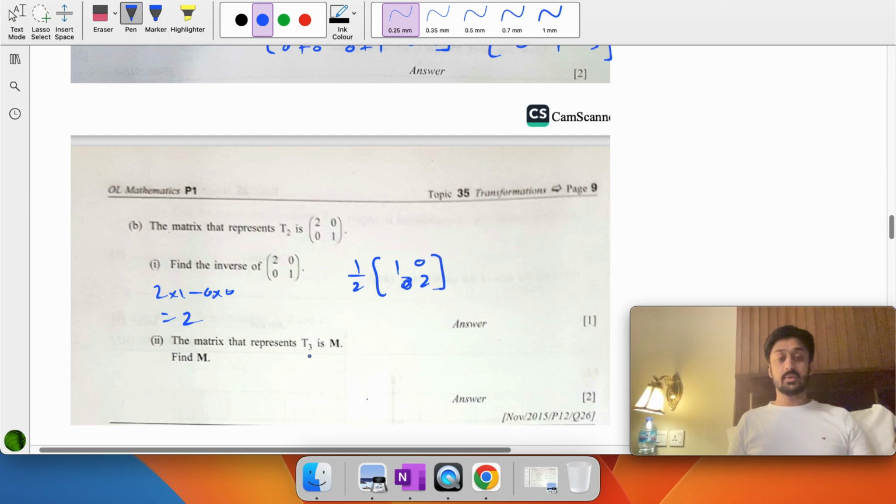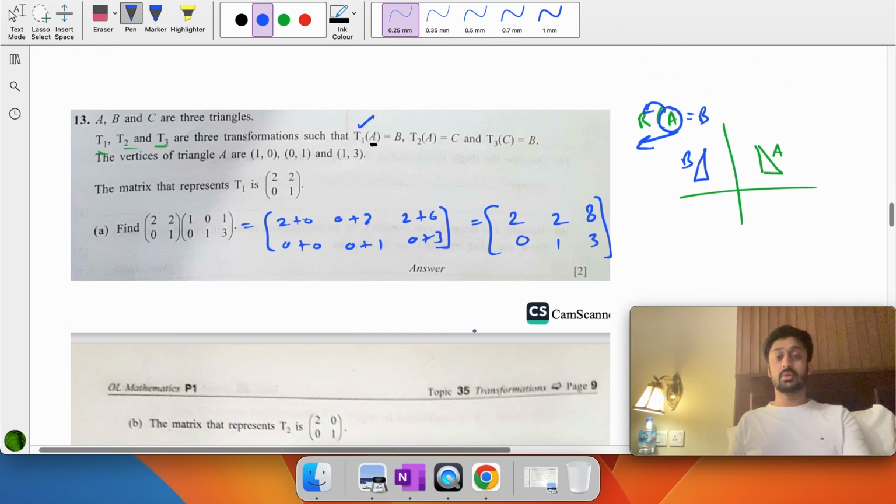The matrix that represents T3 is M. So we have to find M. I'm going back to the question to see what actually T3 is. To find this T3, I can substitute a few values. You see this C right here? If I write T2A in this place, this becomes T3. I'm substituting this C with T2A is equal to B.